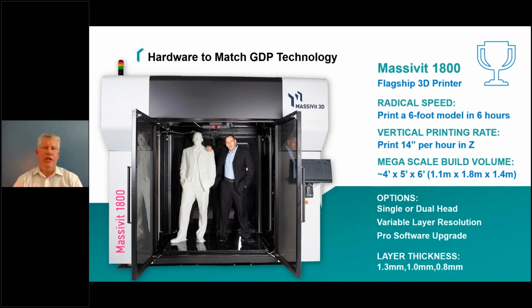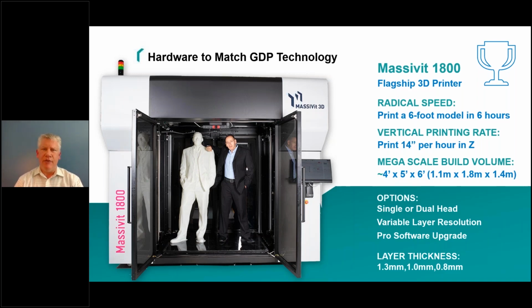The Massivit 1800 is our flagship 3D printer. It has that incredible speed we're talking about, and it has a matching print volume. The speed is so much that you can print a 6-foot model in about 6 hours. And if you'll remember from the beginning, our 1 meter ring test prints 14 inches per hour vertically. Put that up layer for layer against any other technology, and I doubt you'll ever find something that beats it.